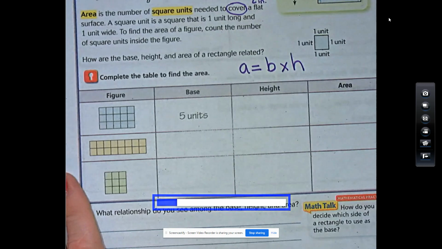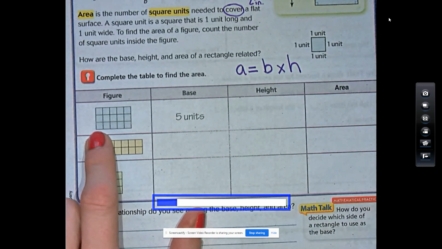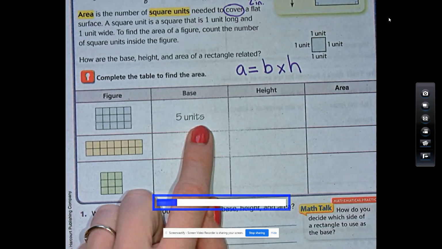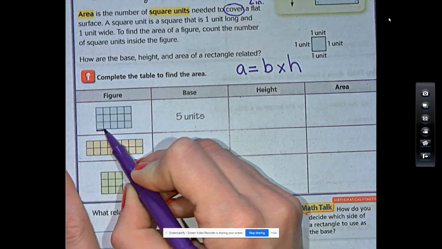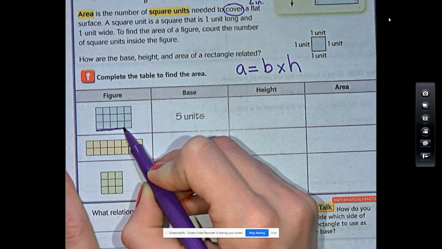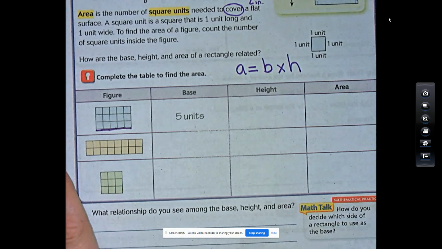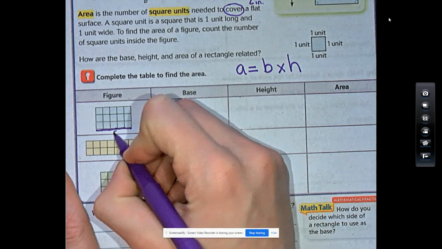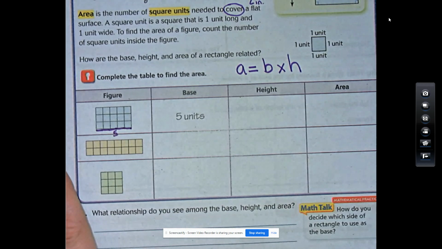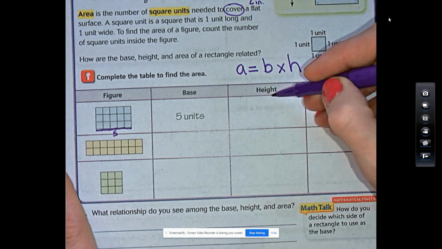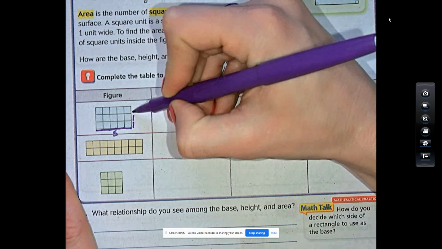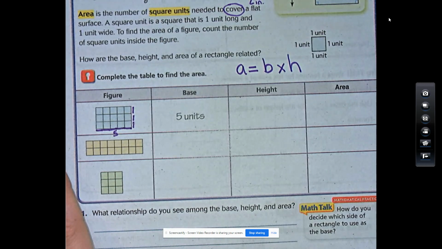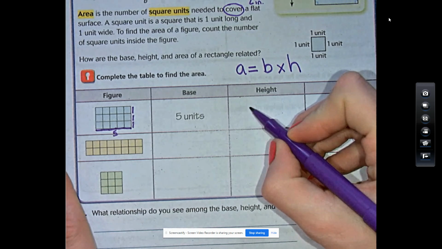Okay, here's my figure. The base is 5 units. How'd they figure that out? Look across here. 1, 2, 3, 4, 5. The base is 5. I'm going to write a little bitty 5 right here. Okay. What is the height? They want to know how high it is. Come up the side. It is 1, 2, 3. Okay. The height is 3 units.